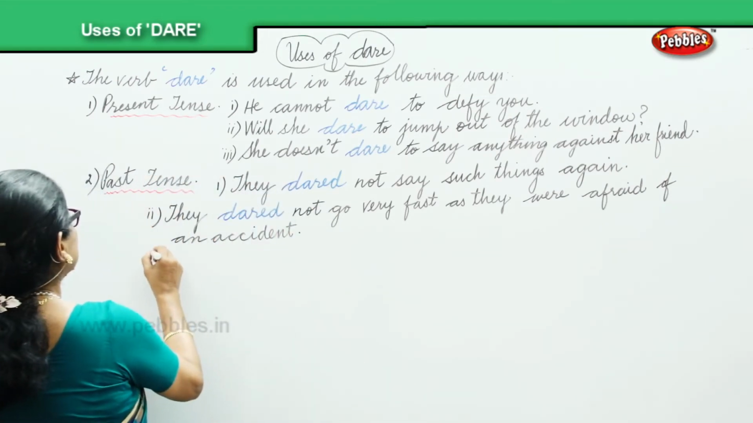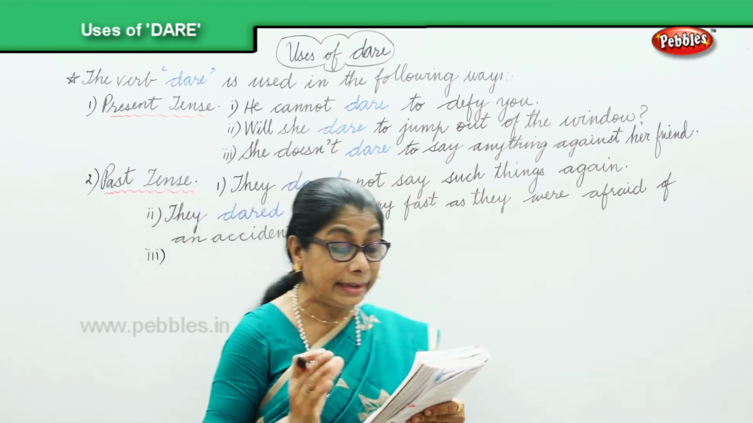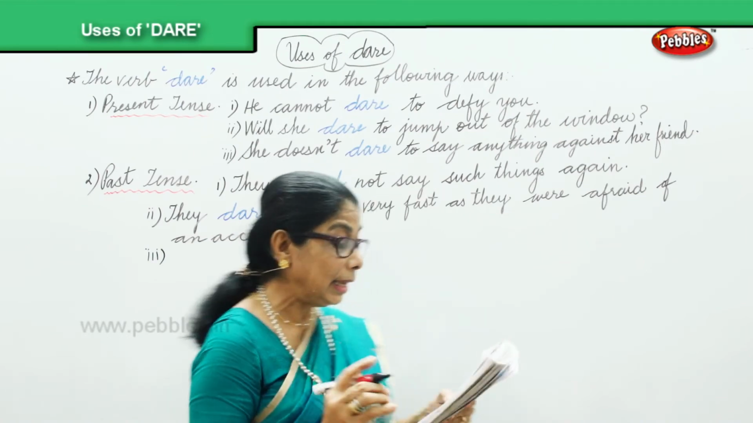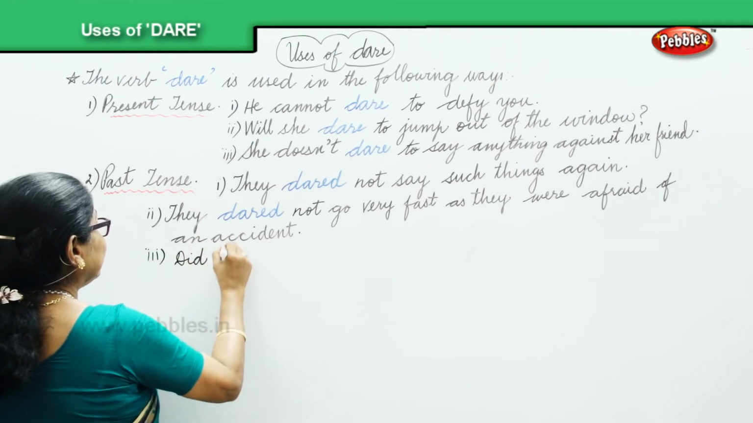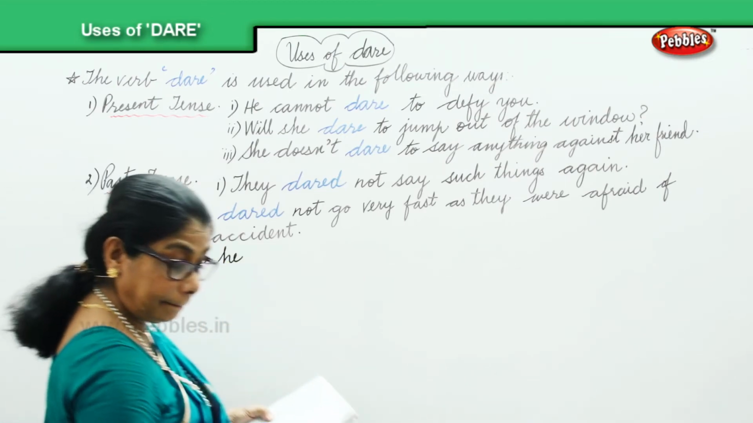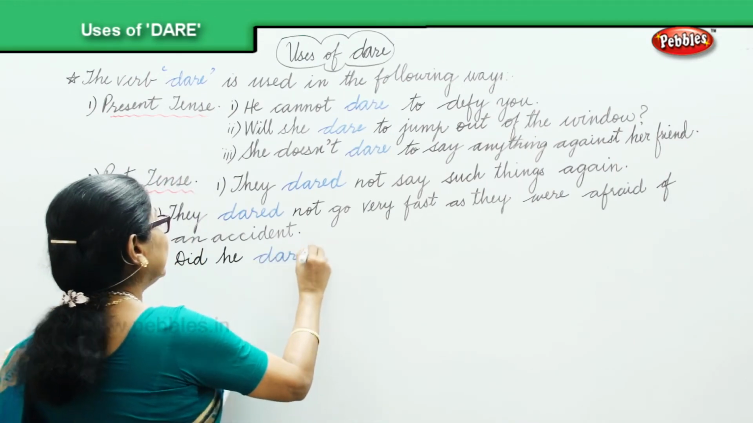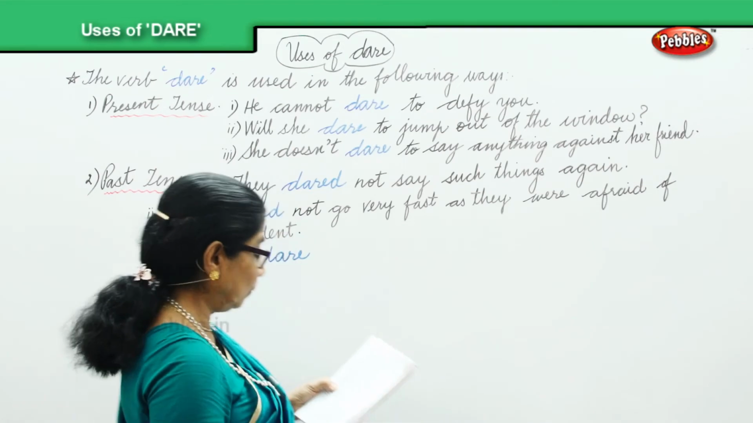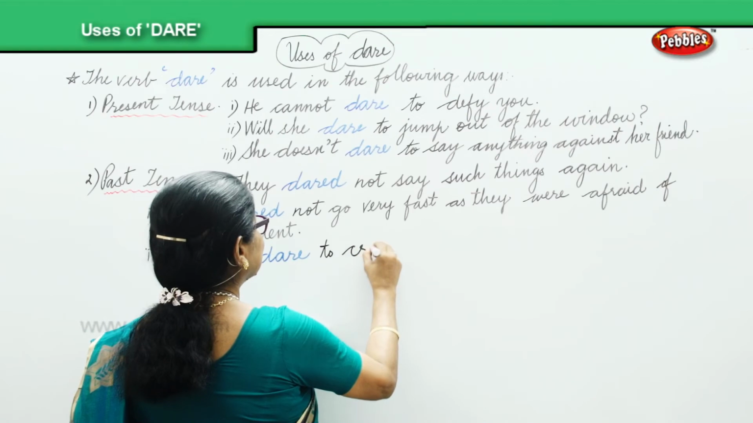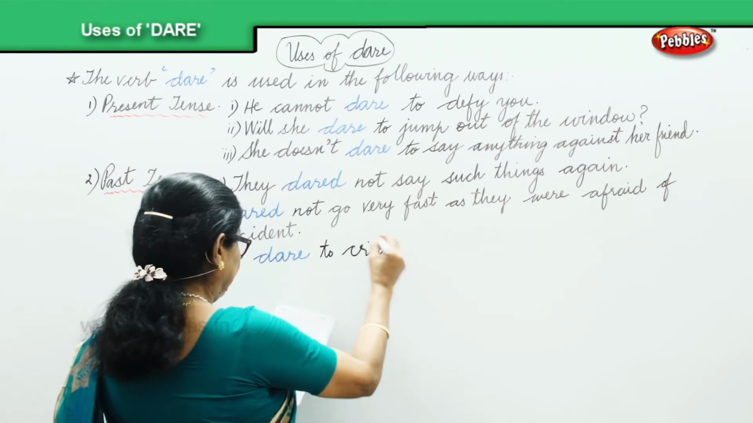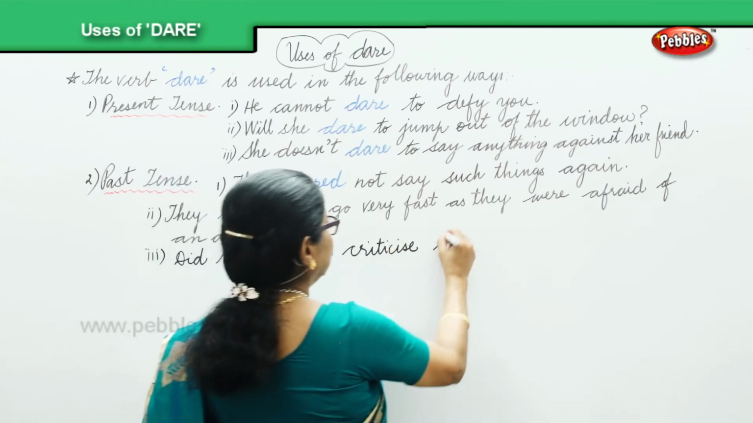Next one, third. In the third sentence they have, did he dare to criticize his boss? Did he dare to criticize his boss?